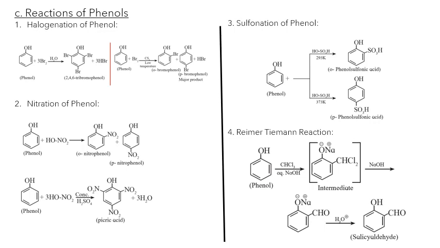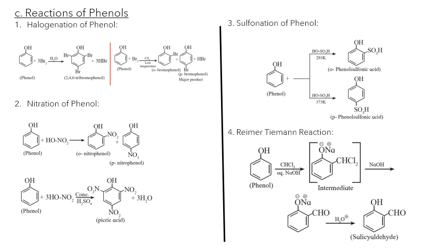Phenol reacts with concentrated nitric acid to form 2,4,6-trinitrophenol, and that is called picric acid. Thus, C6H5OH plus nitric acid in presence of concentrated H2SO4 gives 2,4,6-trinitrophenol, that is picric acid, plus H2O.